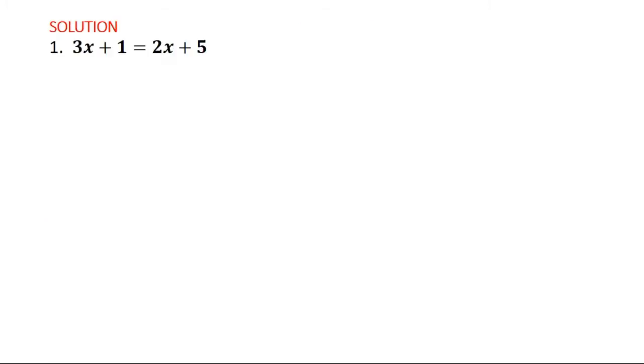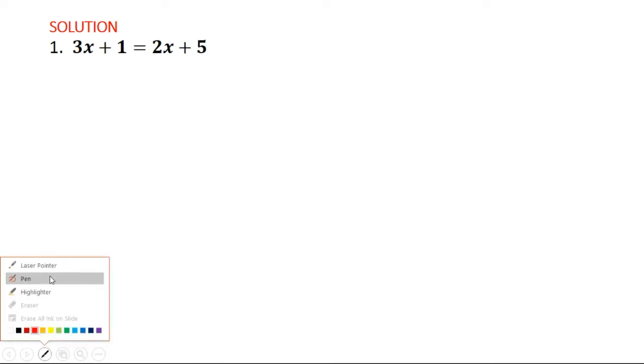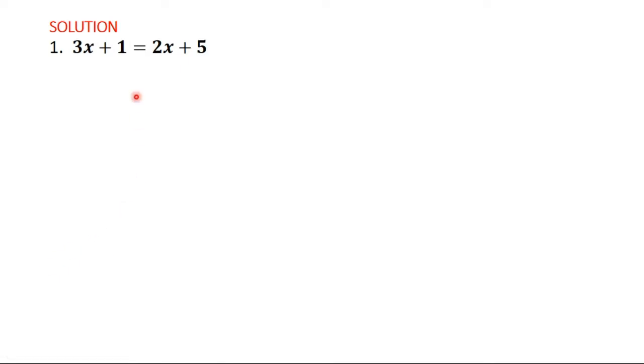So we pick the first one. 3x plus 1 is equal to 2x plus 5. Now, the point says that we should group like terms. That's the first thing we need to do. We group like terms. So we first have to identify the like terms. As I said, here, like terms are terms with x attached to it and terms without x attached to it. So all terms with x attached to it are like terms. All terms without x attached to it are also like terms.